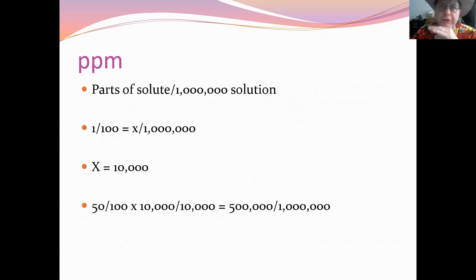So if I have a 50% solution, and I want to know how many parts per million, I multiply 50 over 100, because that's what a percent is. Then I multiply that by 10,000 over 10,000. That 100 times 10,000 equals a million. The parts times 10,000 equals the parts per million that we're going to get.